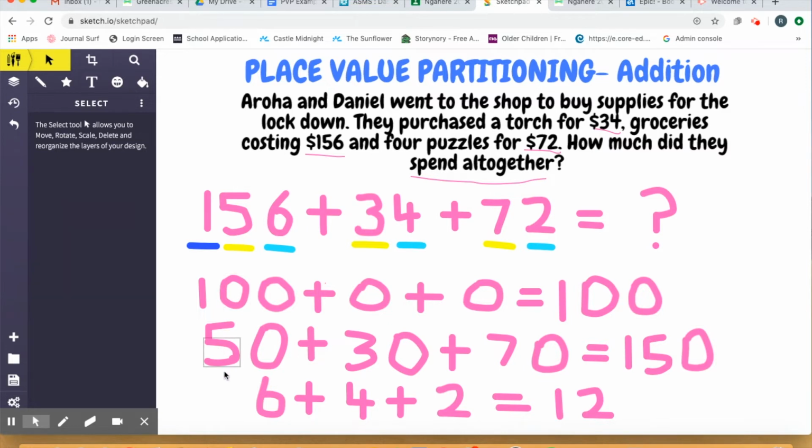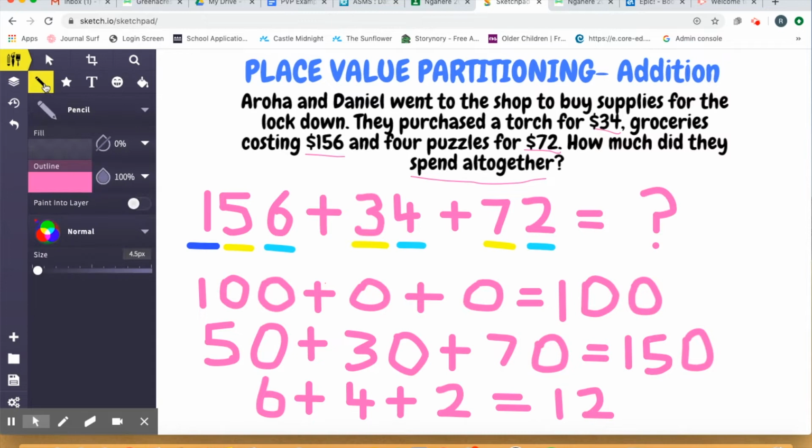Now that I've split those all up into smaller, more manageable bits, I can put them all together again. So I've got my 100, plus this 100 is 200, plus the 50 is 250, plus the 10, 260, plus the 2 is $262. So that would be my final answer here. So if I wrote that in, 262. Now, I've done that with working.